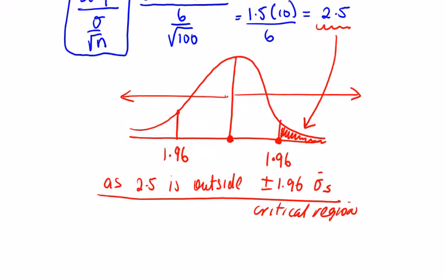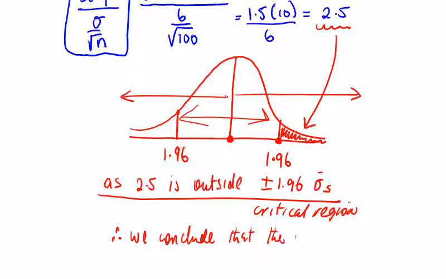we can say, therefore, we conclude it would have to be inside here to accept H0. So we can conclude that the mean has changed. Now let's look up 2.5 and determine what's going on with this p-value. So z-score 2.5, and that's going to give 0.9938.